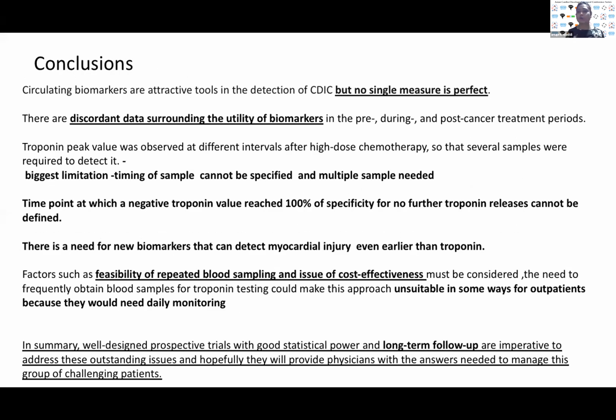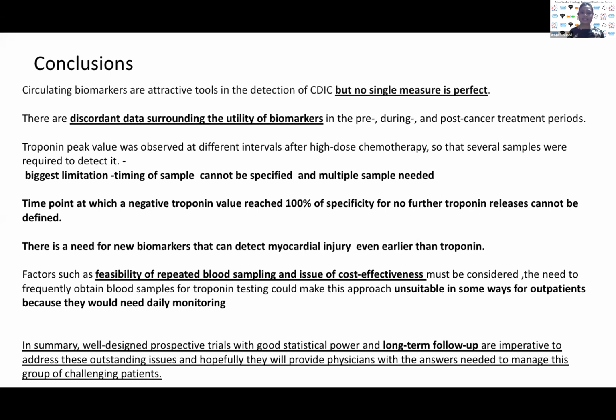So the conclusions are: no single measurement is perfect. There are discordant data surrounding the utility of the biomarker. The biggest limitation is that the timing of samples cannot be specified. Multiple samples are needed. The time point at which a negative value reaches 100% specificity for no further troponin release cannot be defined. There is a need for a new biomarker that can detect myocardial injury even earlier than troponin.